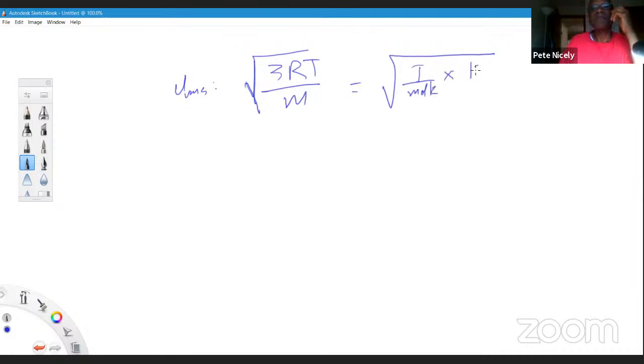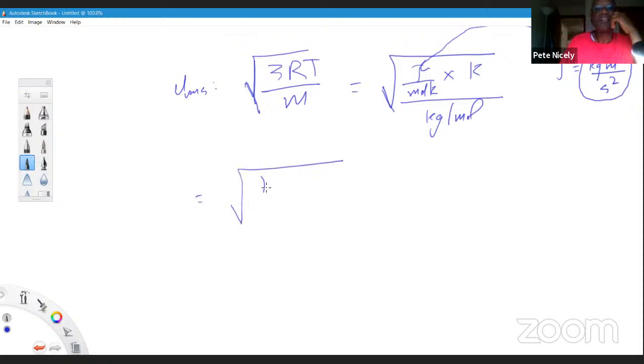The units of temperature would be Kelvin, and the unit of molar mass must be kilograms per mole, all right? Now, one thing I need to mention here, and you're going to see this in the next chapter, chapter 6. The joule unit is the same thing as kilograms meter squared over second squared, right? So if you plug this collection of units where the joule is here, you're going to end up with the square root of kilograms meter squared over second squared times Kelvin divided by kilograms.